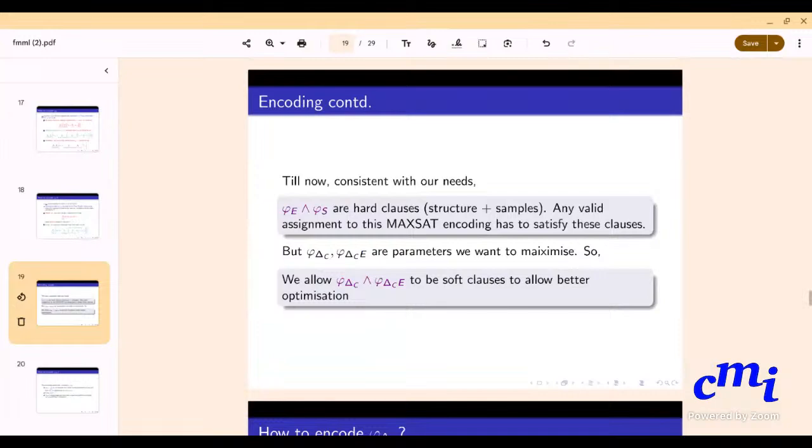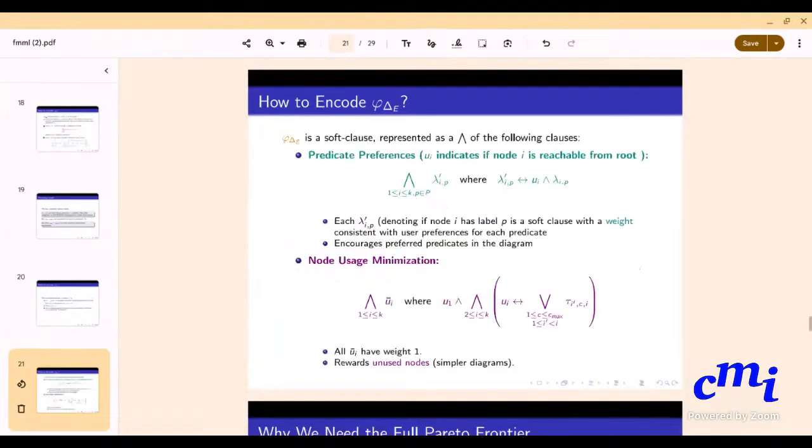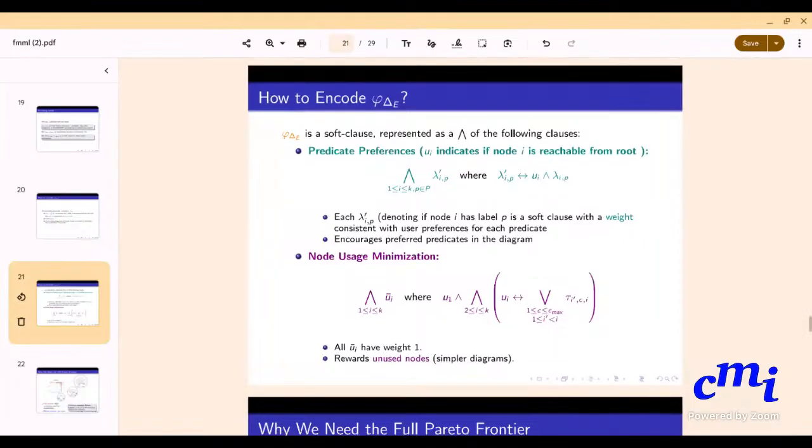Then what? How do you encode phi delta C? How to encode phi delta C? And then I show how to encode phi delta E, the explainability constraint. So basically, since I've already said in the earlier stage, the proof was supposed to come after this.